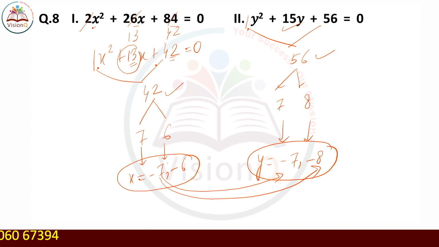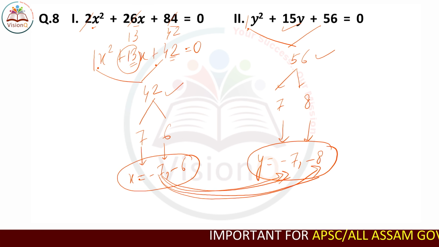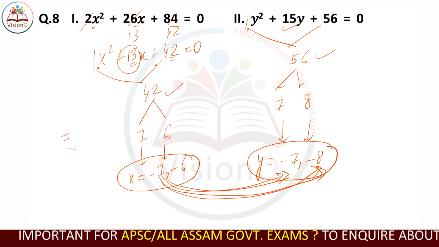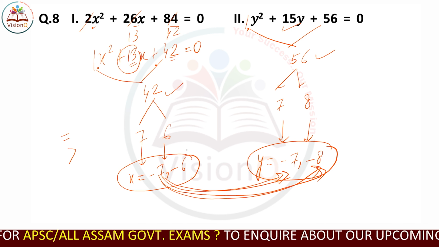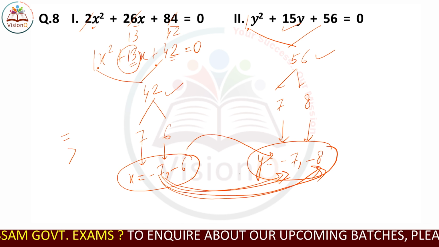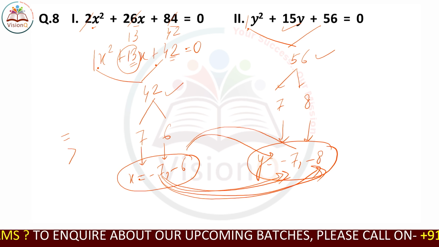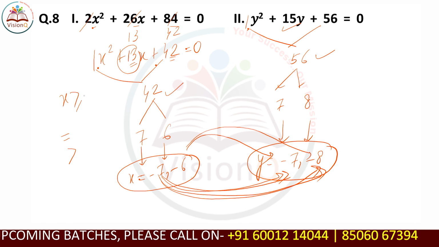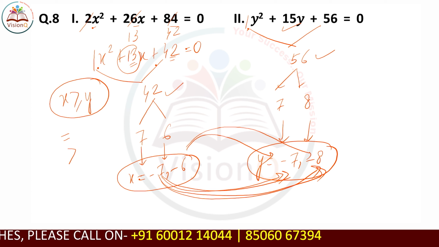Okay, minus 7 is equal to minus 7 and minus 7 is greater than minus 8. So x is equal to y, x is greater than y. Okay, then come to minus 6. Minus 6 is greater than minus 7 and again minus 6 is greater than minus 8. So x is either greater than or equal to y. So this is the answer of question number 8.